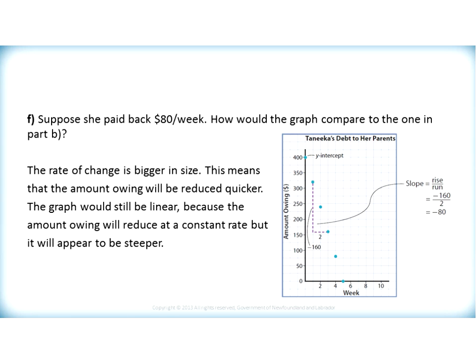And here we can see our graph if she pays it back at $80 a week. In this case, it only takes her 5 weeks to pay back her parents, whereas if she was paying them back at $50 a week, it would have taken her 8 weeks to pay them back. And you can see that the slope calculated is going to be -80 in this case.